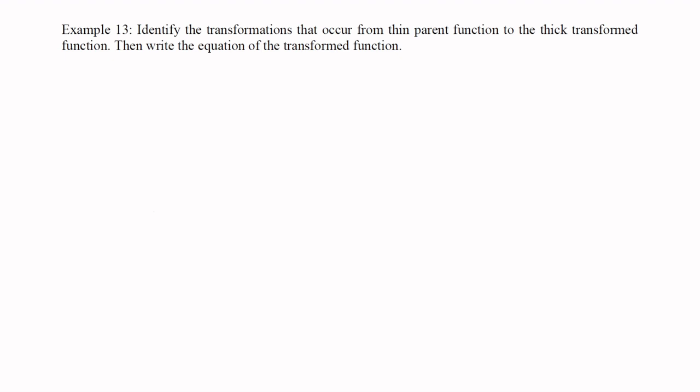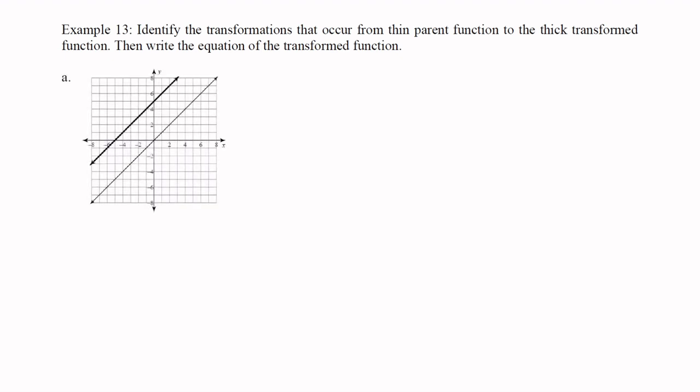Let's identify some transformations based on the graph. The thin function is going to be the parent function. The thick one will be your transform function. So let's take a look at this linear function. Remember, linear functions are a little bit more basic, so we're looking at the slope and the y-intercept. Here the y-intercept moved up 5 units, so this is translated up by 5. But our slope did not change, so that's our only transformation. And our equation is y equals x plus 5.